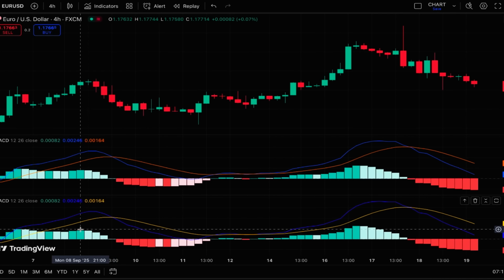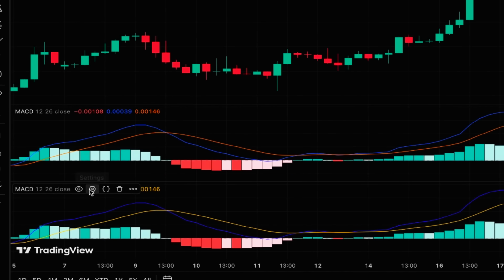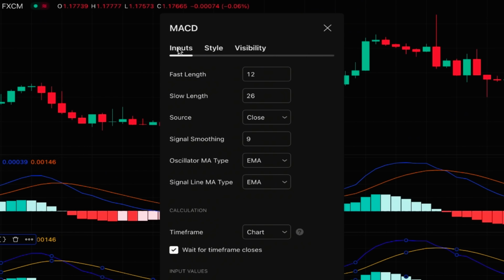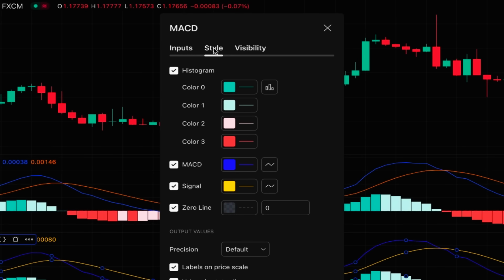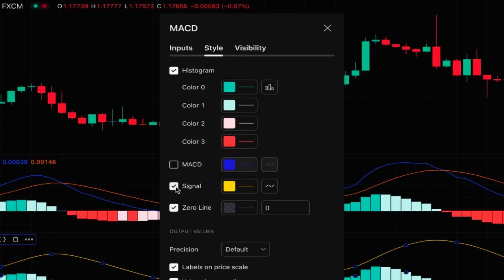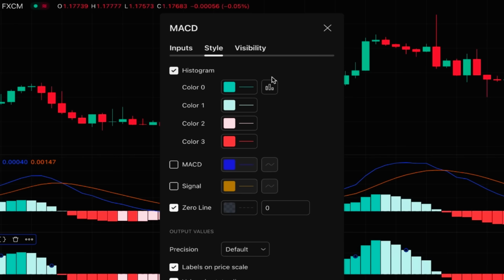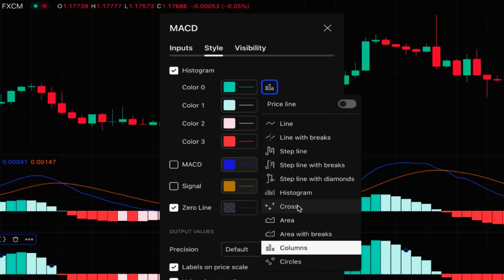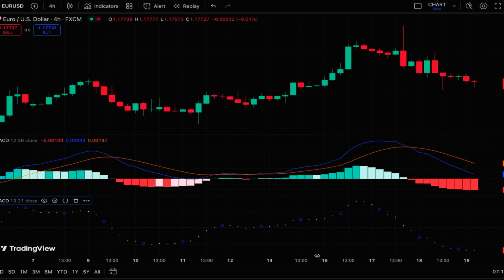For this MACD at the bottom, we go to the settings of MACD, and here in the inputs tab, for the fast length, we set it at 13. And here for the slow length, we set it at 21. And then we go to the style tab and we remove MACD line and signal line. And then for the histogram, for the appearance, we change it to cross. Alright, we're done with the settings of this MACD.